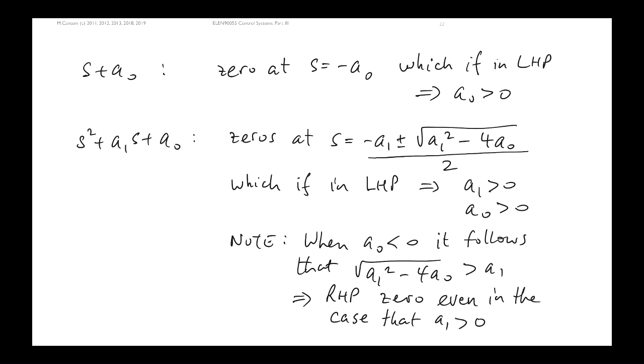And that would mean that there's a right half plane zero, even in the case that A1 is bigger than 0. So A1 bigger than 0 makes sure that that's negative. But in the case that A0 is negative, we would then be adding to that something that's bigger than A1, and so the result would be positive, giving us a zero in the right half plane. Clearly, if A1 is negative, then this is positive, and then we're going to add something positive to that, and we'll end up with the right half plane zero.